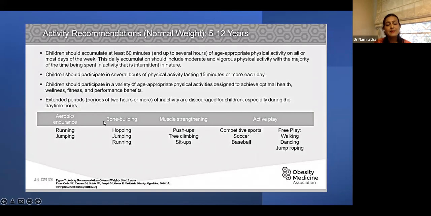So some of the activities that can be recommended are running and jumping, which are aerobic exercises, bone building exercises such as hopping and jumping, muscle strengthening such as push-ups, tree climbing, sit-ups. And older children can be enrolled for competitive sports like soccer or baseball in other countries, or any other sport that they are interested in. What is important is it should be something which the child enjoys, preferably the parent also enjoys. So it will be a family bonding time as well as a healthy activity. And free play should be encouraged, such as walking, dancing, or any other activity which is possible for the family to do.